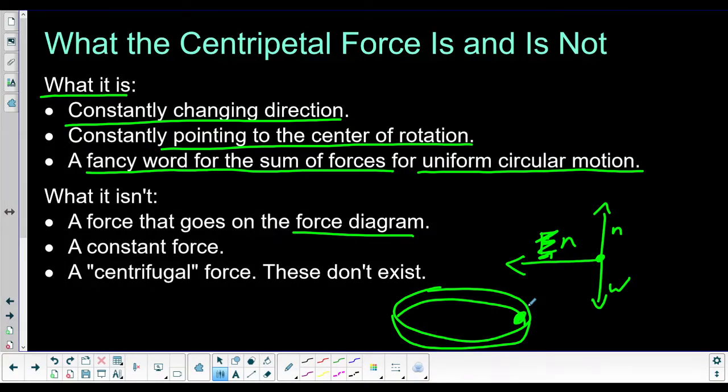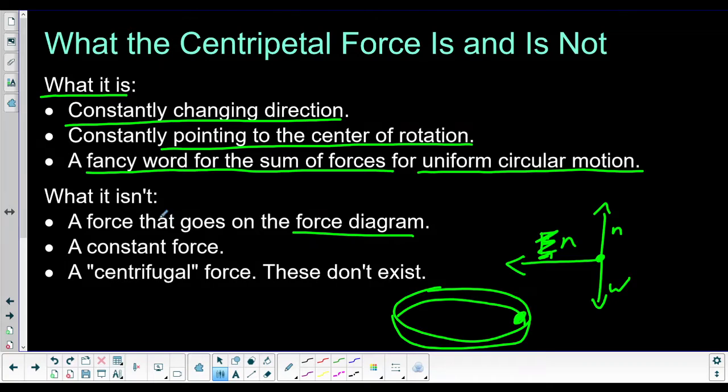What is the centripetal force? It's the tension. What is the centripetal force? It's the normal force from that wall pushing on you, right? What's supplying the force towards the center of the circle? That's what the centripetal force is. It's just the fancy name for the force in a specific direction towards the center of the circle.